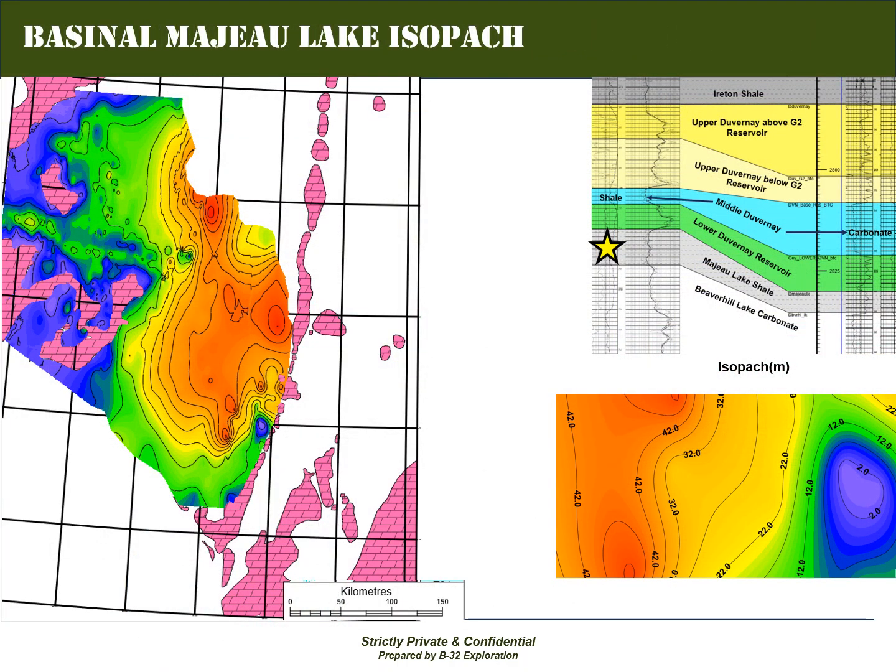So before we go into the greater Kaybob area, I just wanted to show that basinal Majo Lake isopach for the entire Duvernay fairway. And you can see again that the thickest part of the Majo Lake is found within the West Shale Basin, up to 45 meters of thickness. But as we move from that thicker part in the West Shale Basin westward and into the greater Kaybob Basin, you can see there's a dramatically thinner package of Majo Lake, and we're going to explore that in greater detail on the next map.